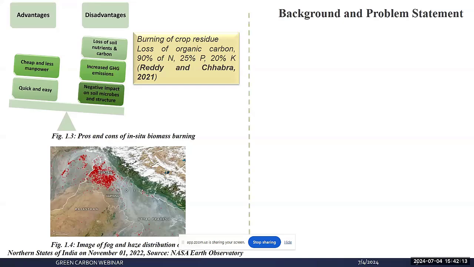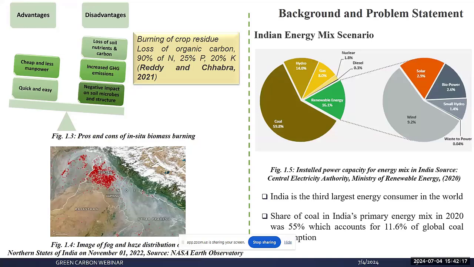On the other side, if we see the Indian energy mix scenario, out of the energy sources, renewable energy contributes around 16.1% of the total energy utilization. Out of the renewable energy, the conversion of waste to power is very minimal. Even though India is the third largest energy consumer in the world, we have to give more focus to waste to power utilization.